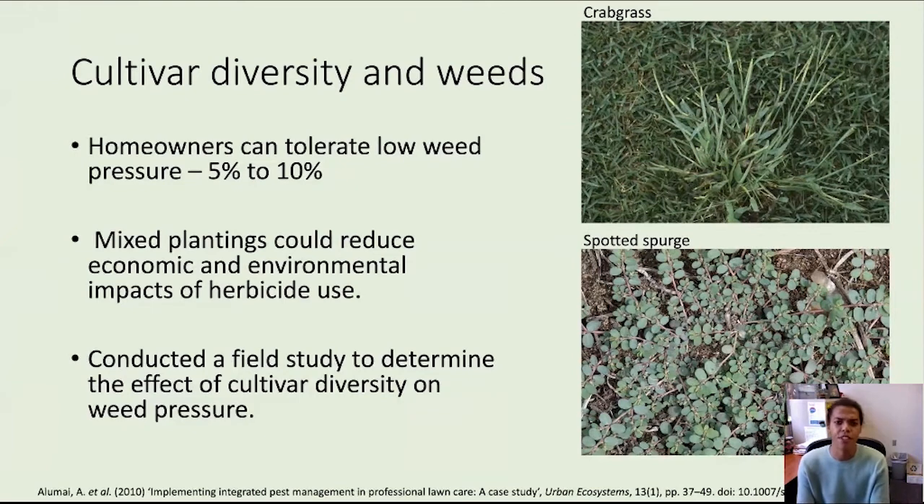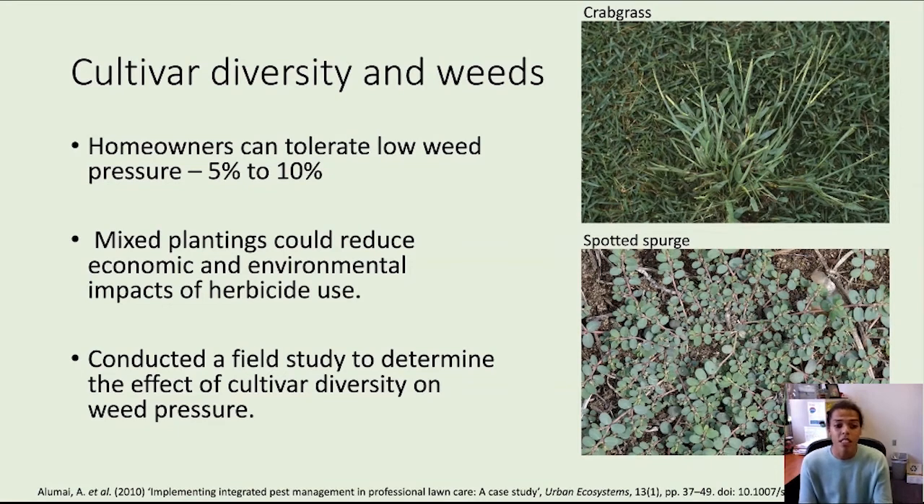So moving on to diversity in weeds, there is a very low tolerance amongst homeowners for weed pressure. It's usually around 5 to 10% of their lawn. And that number is driven by the neighborhood norm, is what I like to call it. And it's basically how your neighbors perceive your yard determines how weedy you'd let it go.